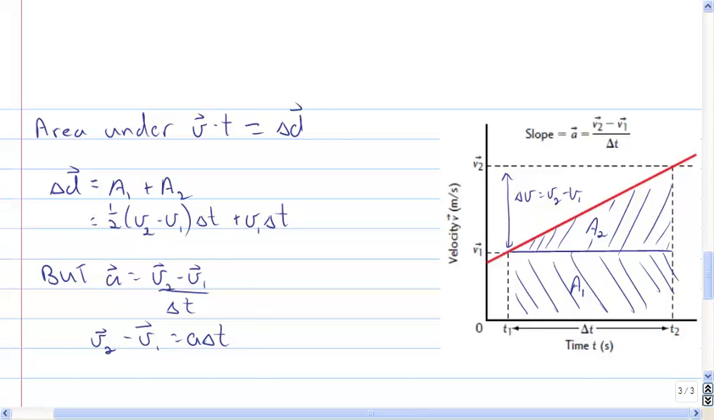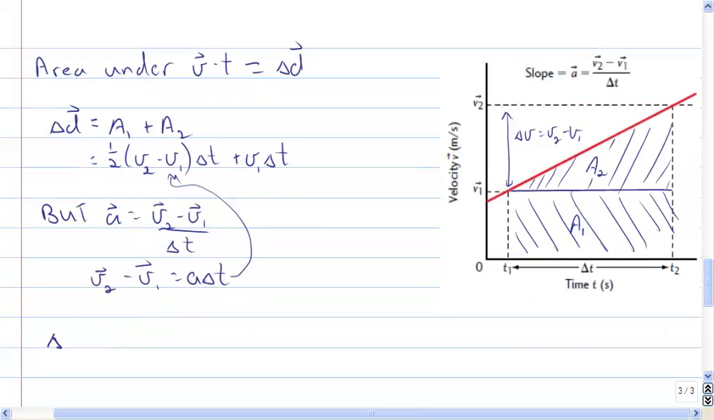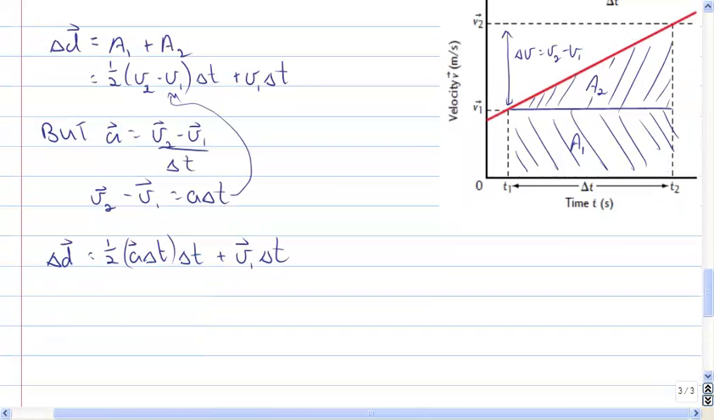So this I'm going to put up into here. So I'm going to end up with an expression that says delta D, the displacement, when the speed is changing, is going to be 1/2 A delta T, I'm going to substitute, times delta T plus V1 delta T. These are all vectors, right? I'm just going to rearrange this to what you'll see in a textbook, which is V1 delta T plus 1/2 A delta T squared.